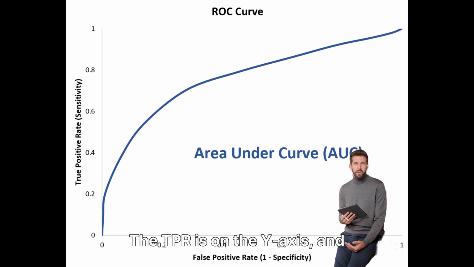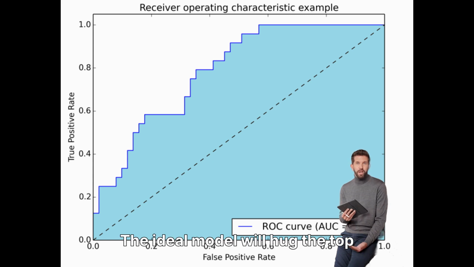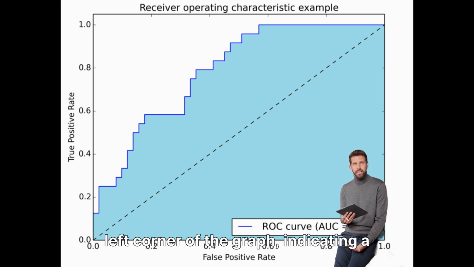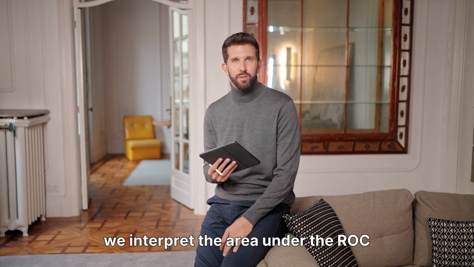When we plot these values on a graph, we get the ROC curve. The TPR is on the y-axis and the FPR is on the x-axis. The curve starts at the point and ends at. The ideal model will hug the top left corner of the graph, indicating a high true positive rate and a low false positive rate.